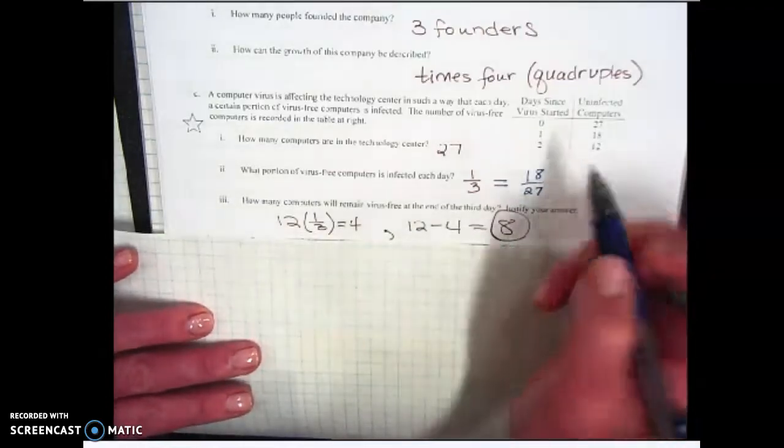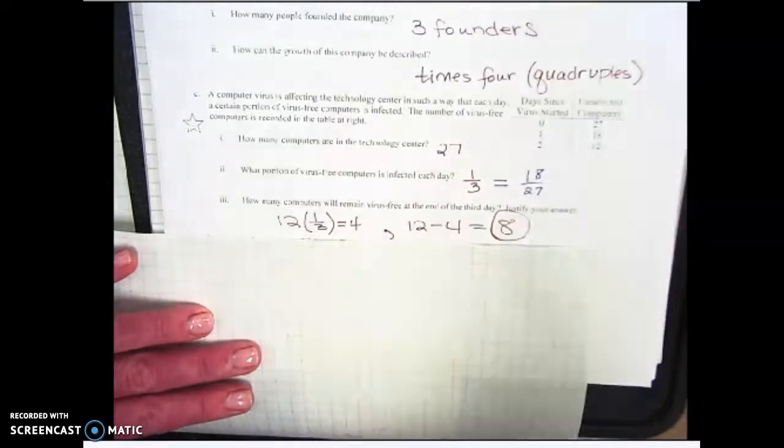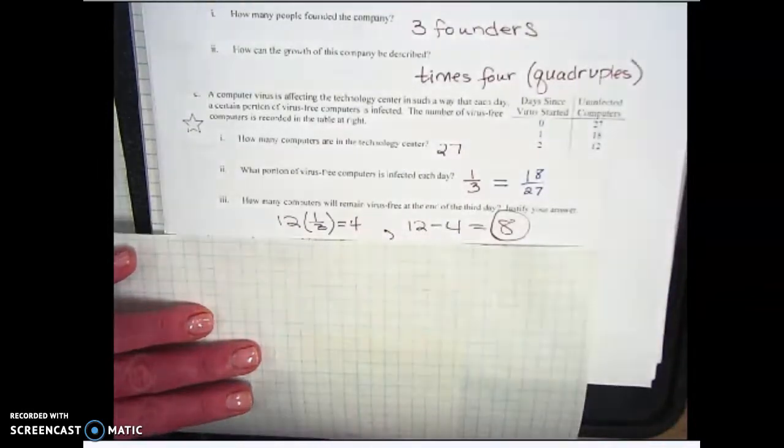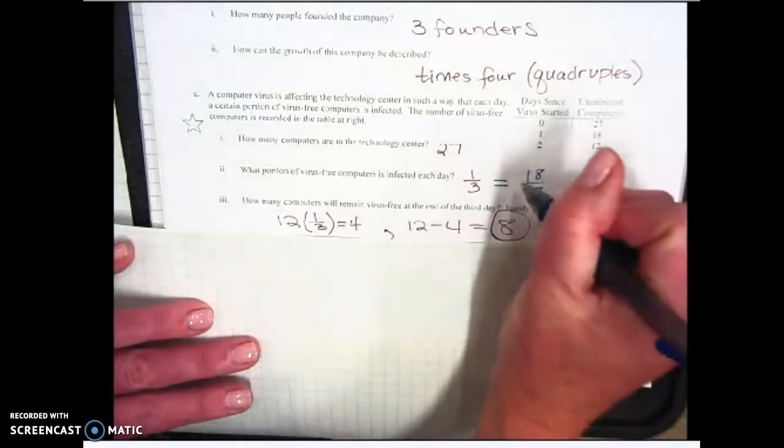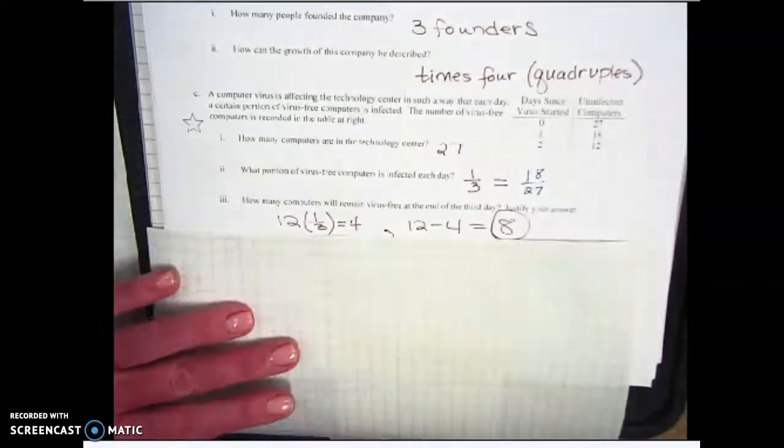Which would reduce it to 2/3, but 1/3 is the portion that is getting infected. Okay? Roman numeral 3. How many computers will remain virus-free at the end of the 3rd day?